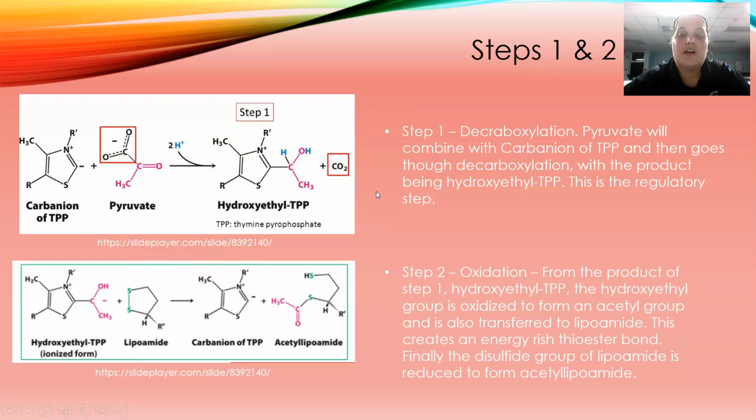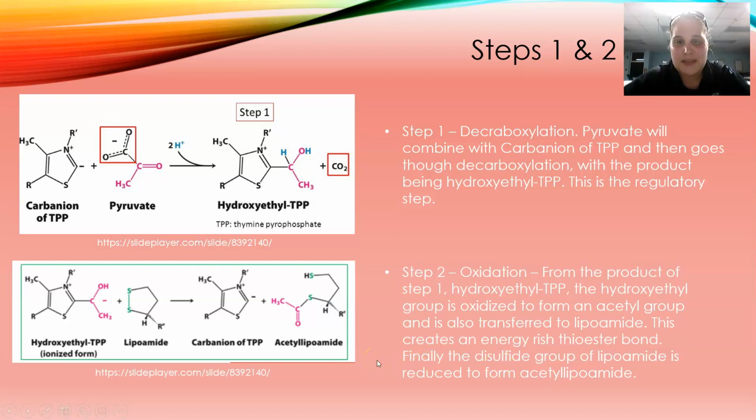But for step one, as I said earlier, it involves decarboxylation. Basically, pyruvate will combine with a carbon ion of TPP, and then it goes through decarboxylation and has a product of hydroxyethyl TPP. And it's important to note that step one is the regulatory step of the process.